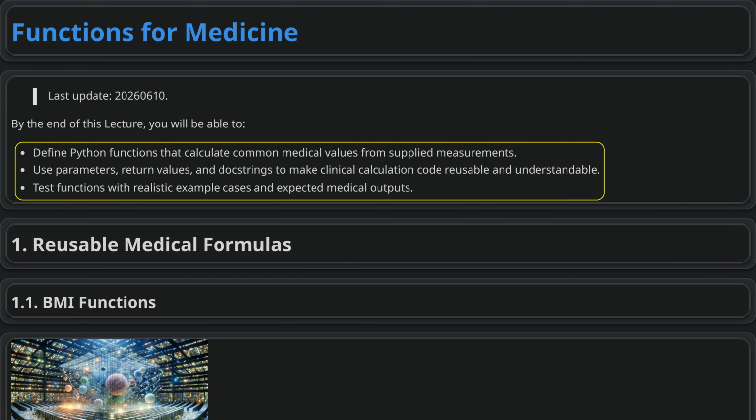By the end of this lecture, you will be able to define Python functions that calculate common medical values from supplied measurements, use parameters, return values, and docstrings to make clinical calculation code reusable and understandable, and test functions with realistic example cases and expected medical outputs.